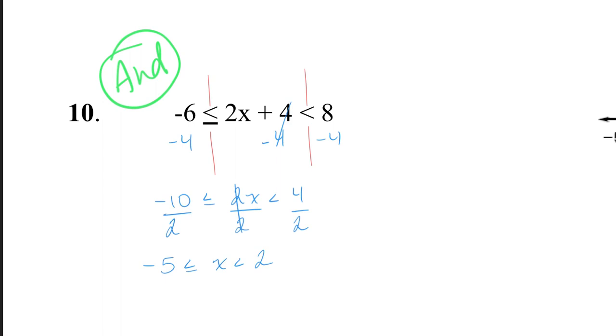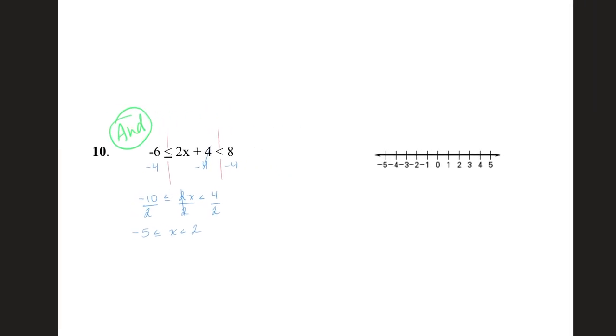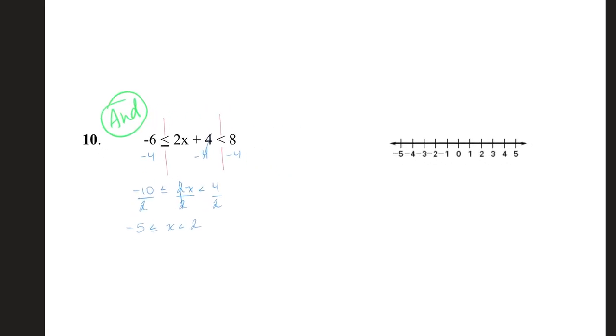All right, so on the number line now, it's pretty easy to graph. We know it's an and, so we have negative 5. Okay, and we're going to fill that in because it is also equal to negative 5. Okay, and then it is less than 2. So right there, open circle, and then just fill in. Okay, so that's how we do that.